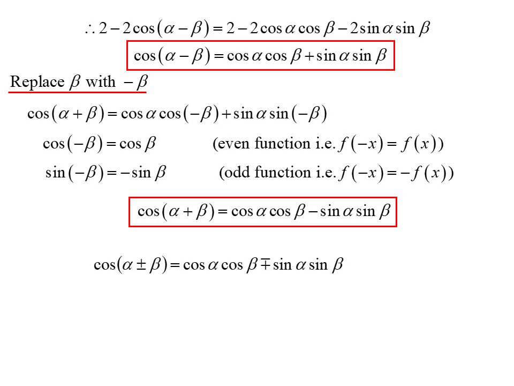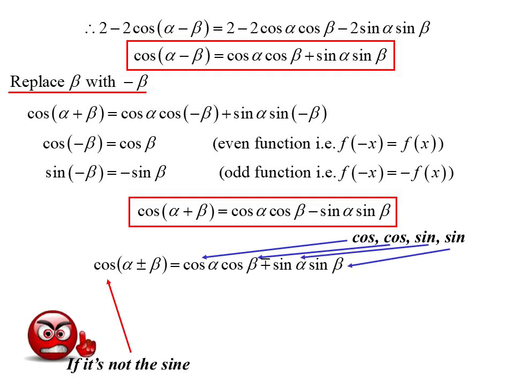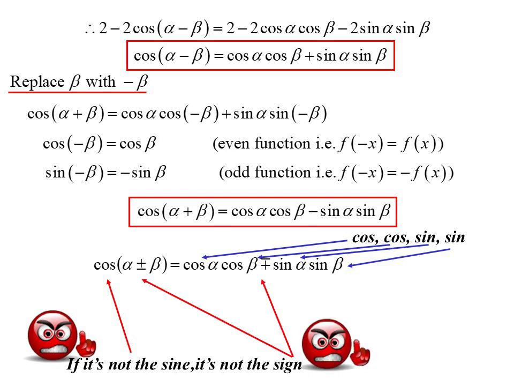So here's a way of remembering it. Cos, cos, sine, sine. That's the pattern. But how do I know whether I'm going to go plus or minus? Well, it's cosine, it's not the sine. Then it's not the sine, so it's not the plus, it's the minus. It's not the minus, it's the plus. You see? So cos, cos, sine, sine. If it's not the sine, it's not the sine.